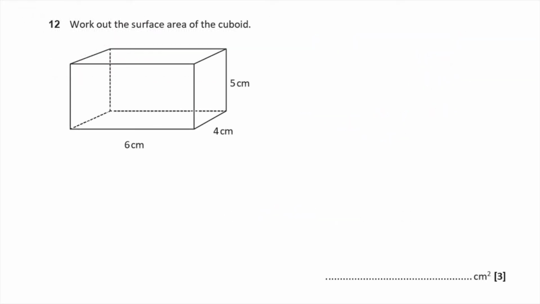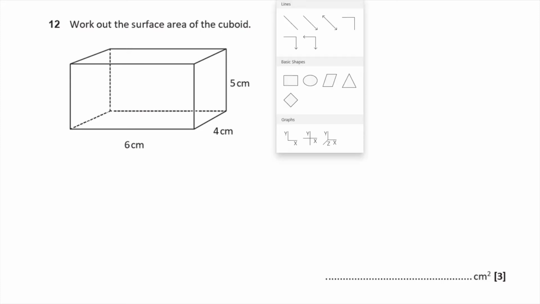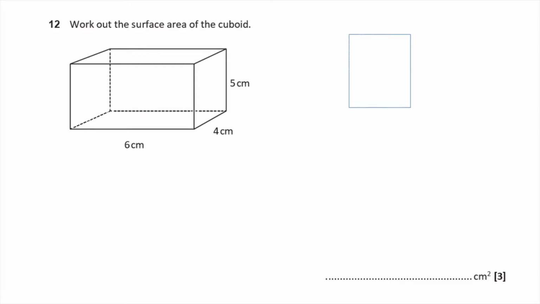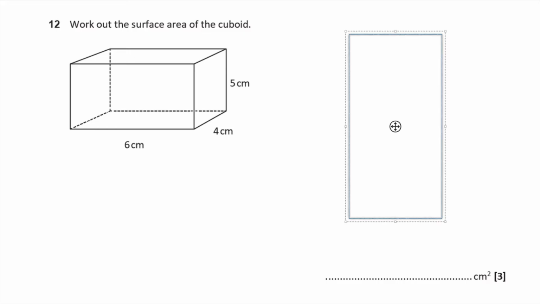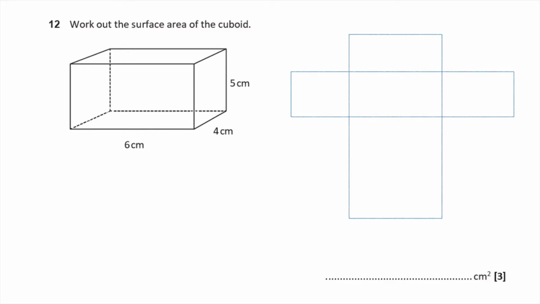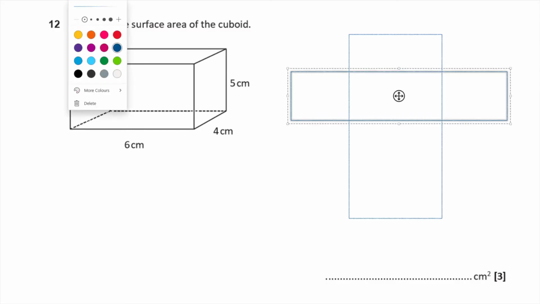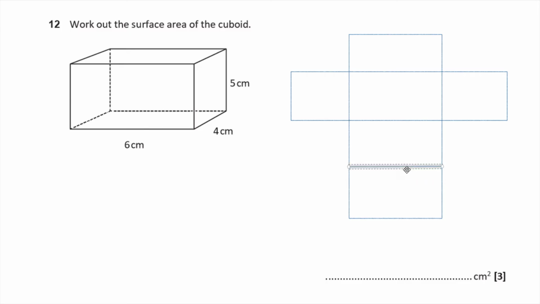Question 12, work out the surface area of the cuboid. Okay, well, in order to work out the surface area, I'm just going to quickly draw the net of this shape. You've probably seen this before. It looks a little bit like a cross. I'm not going to draw mine super accurately, but hopefully you'll get the idea. Okay, so that's roughly the net of my cuboid.